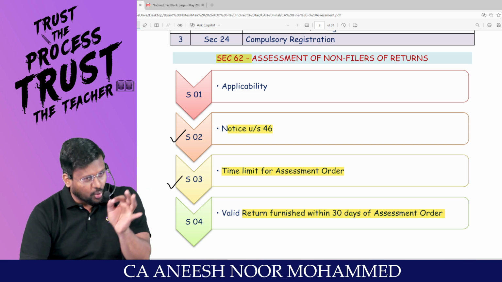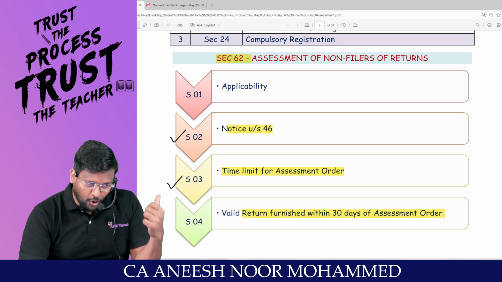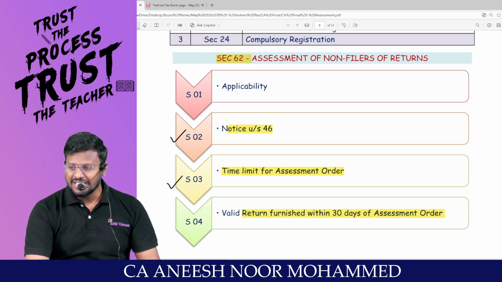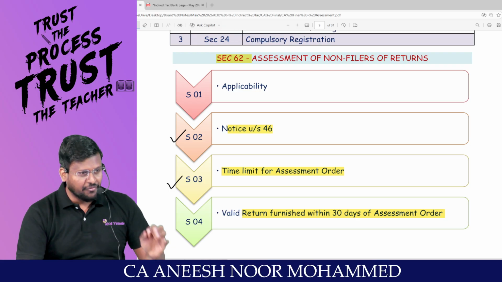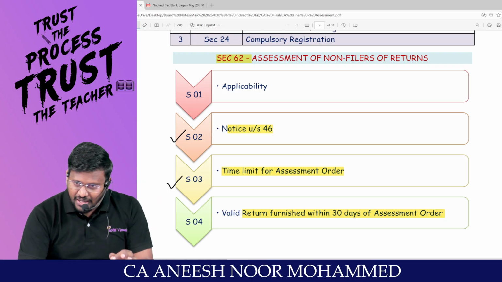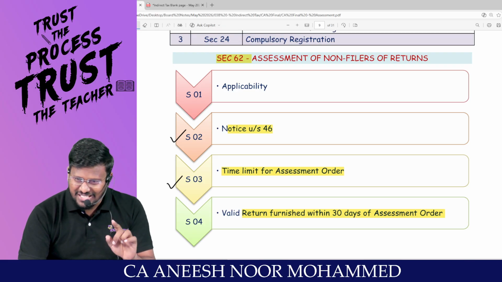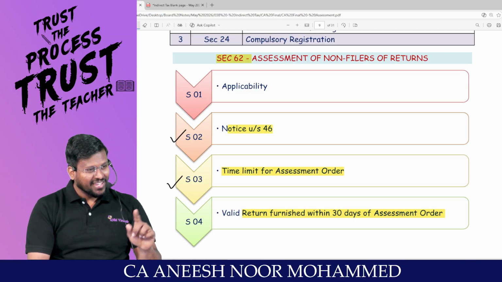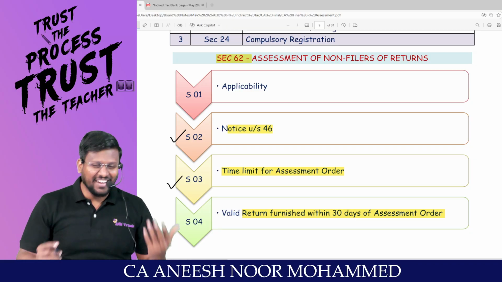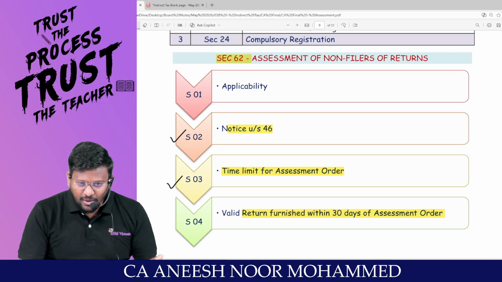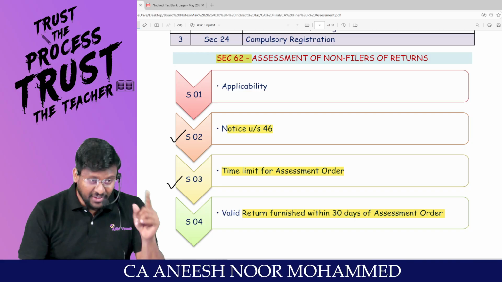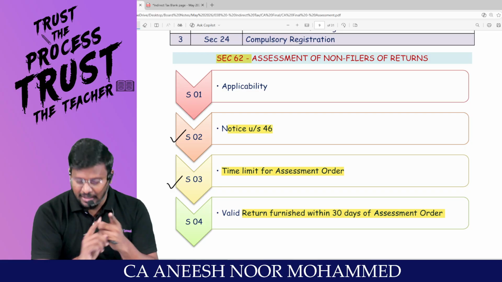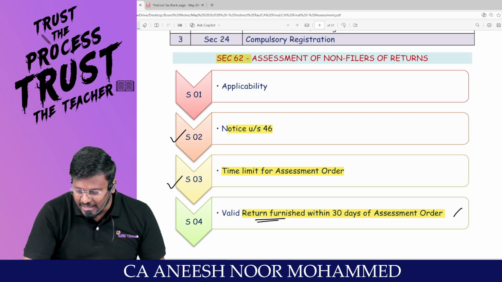After receiving the notice, within the time specified in the 46 notice, you can file a return. Or after receiving the assessment order, within the time specified in that assessment order, you can file a return. But if you are under 63, the return filing option is not available. Why? Only a registered person can file. That means in 63 cases, the filing return option is not there. That means this point will be cancelled.